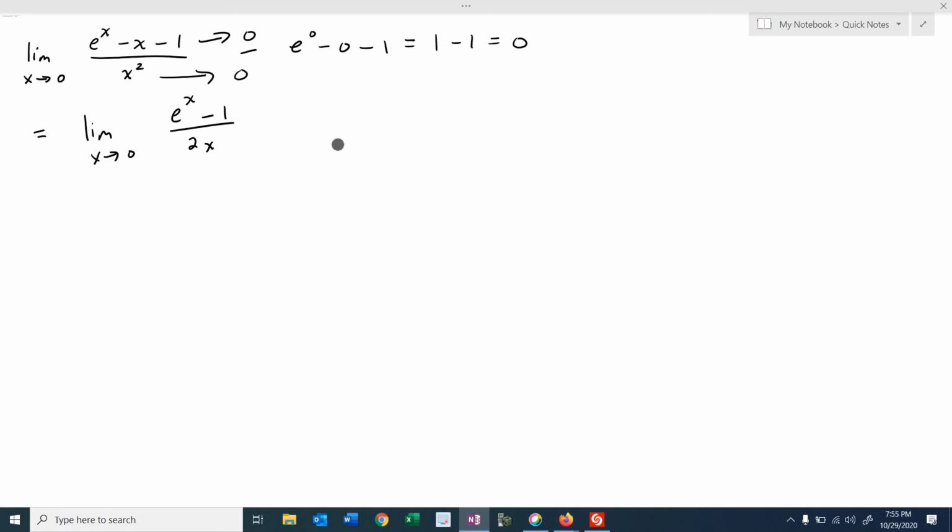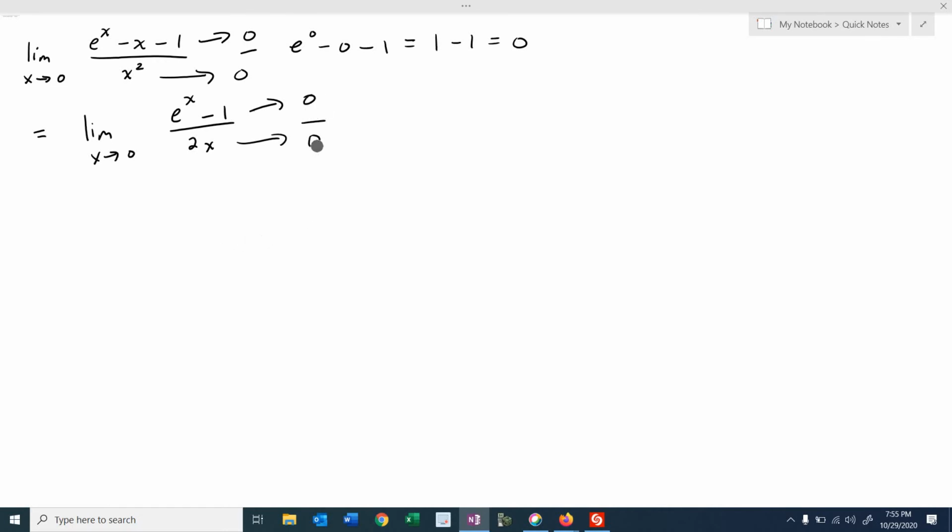Now, something interesting happens here. Now that we have this form, we can try direct substitution, and notice you get e to the 0, which is 1, minus 1. So this is approaching 0, as well as the bottom. So we're getting the same indeterminate form of 0 over 0.